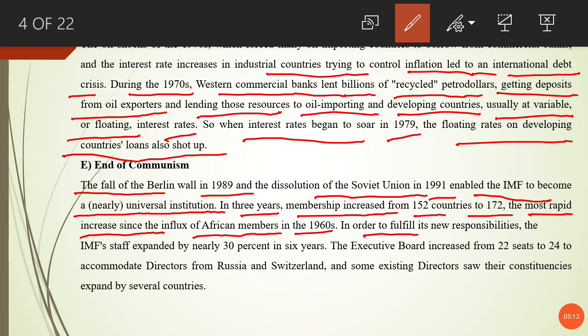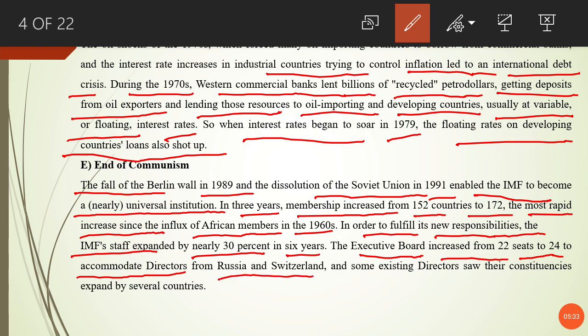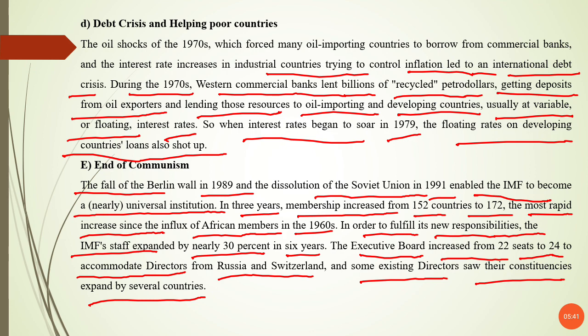In order to fulfill its new responsibilities, the International Monetary Fund staff expanded by nearly 30% in 6 years. The executive board increased from 22 seats to 24 to accommodate directors from Russia and Switzerland, and some existing directors saw their constituencies expand by several countries.